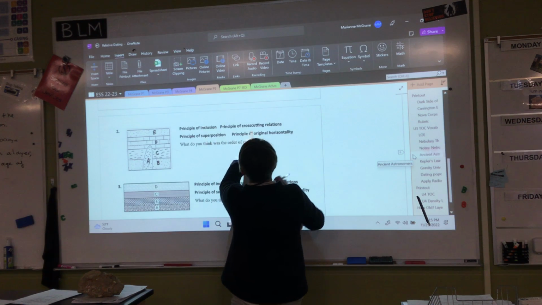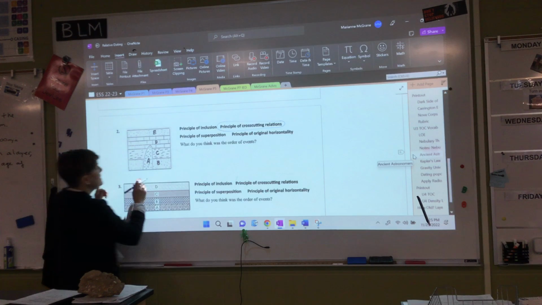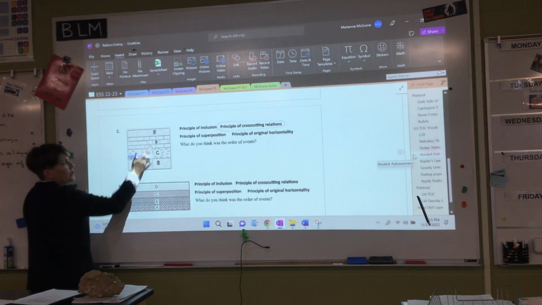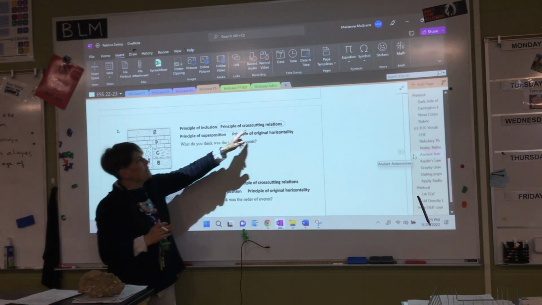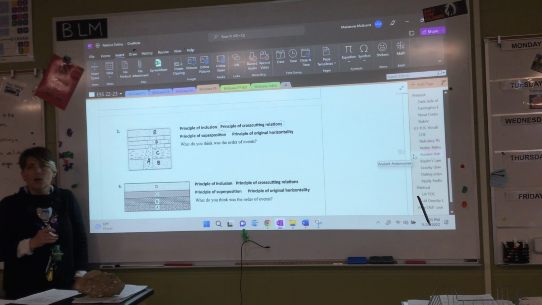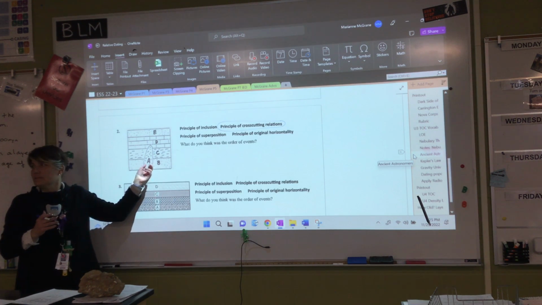Absolutely. Principle of cross-cutting relationships, you would definitely circle that, because we've got this intrusion. It is cutting across these layers. That's why it's called cross-cutting relations. If you see this, that principle is being applied. What else? What other one that you learned about could we apply here?